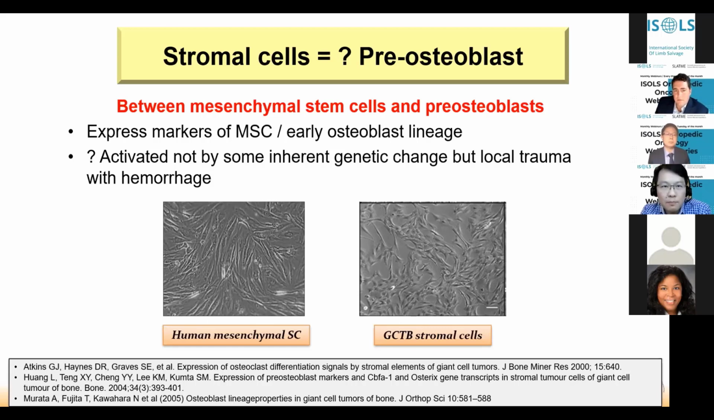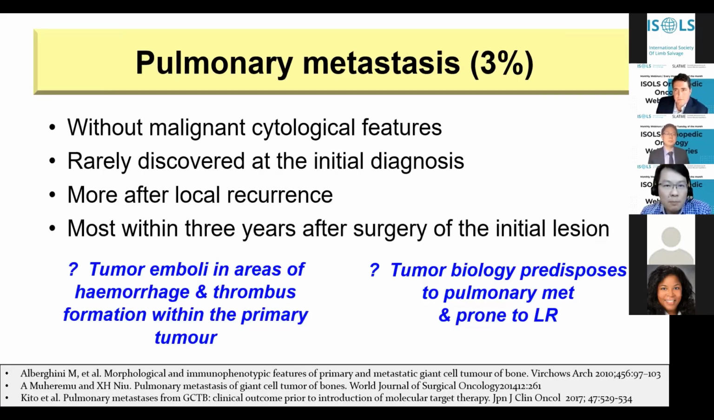As for metastasis, histology-wise there are no malignant cytologic features, and it is rarely discovered at initial diagnosis, more often after local recurrence, most within 3 years after surgery of the initial treatment. Some postulate that it's a mechanical process, where the tumor embolizes to the lung. But some medical oncologists say that maybe the biology of the tumor predisposes to pulmonary metastasis and, at the same time, local recurrence.